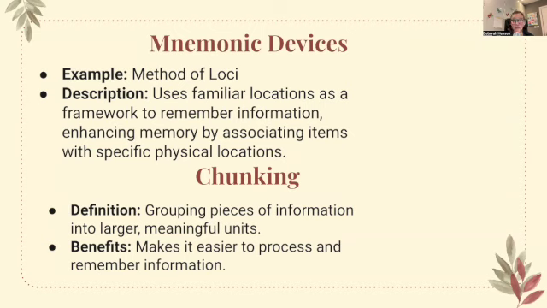We're going to look at mnemonic devices and chunking. So let's look at mnemonic devices. These are examples of how we encode information, okay? An example of a mnemonic device would be the method of loci. That uses familiar locations as a framework to remember information, which enhances memory by associating items with specific physical locations, okay? We'll go into that in the key terms video a little bit more. Then we have chunking. Chunking is a device that we use to group pieces of information into larger, meaningful units. So basically, the benefit of that is that it makes it easier to process and remember information.